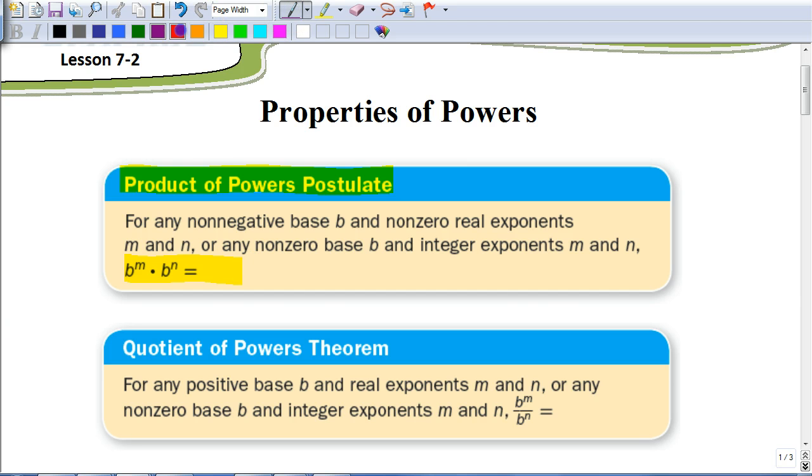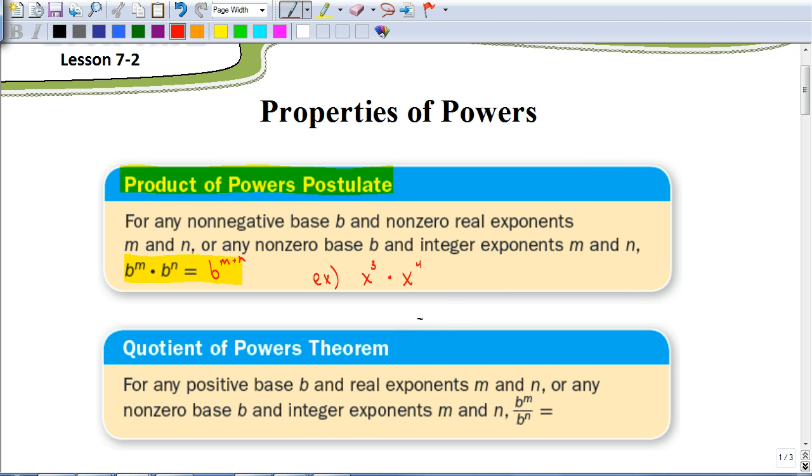So let's look at this first one. This first one is called the product of powers postulate, meaning that if I multiply two numbers whose bases are the same, remember that was a phrase we learned in the previous video, the bases, remember, are the numbers sitting on the ground. So when the bases are the same and we're multiplying, we add the exponents. The base remains the same and the exponents we add together. So for example, let's say I have x cubed times x to the 4th.